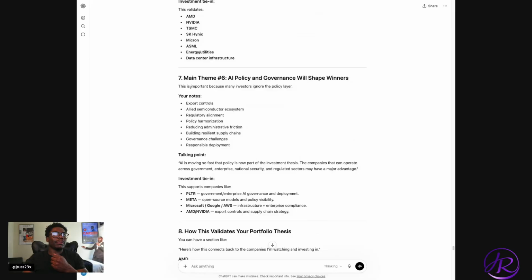Security problem, and we need to figure out how we can improve our supply chains essentially and work together, collaboration. Main theme number 6, AI policy and governance will shape winners. This is important because many investors ignore the policy layer. Yeah, the policy layer is very, very sneaky. Something you really got to think about. And I've been thinking about it a lot more.